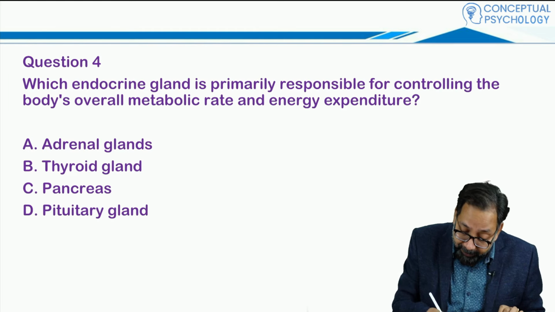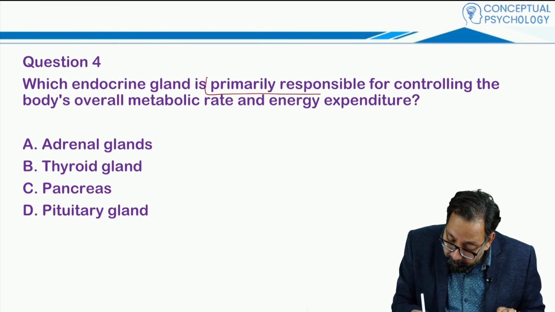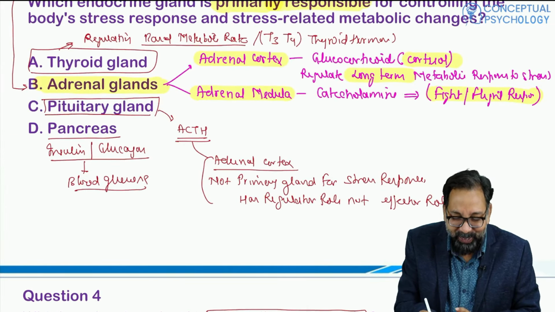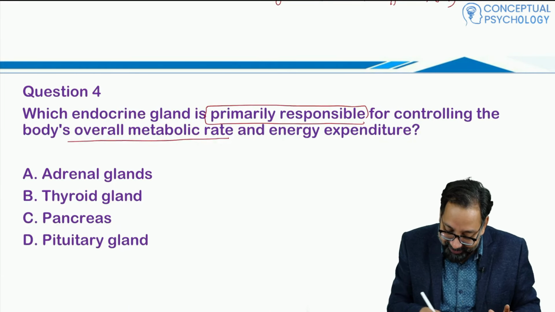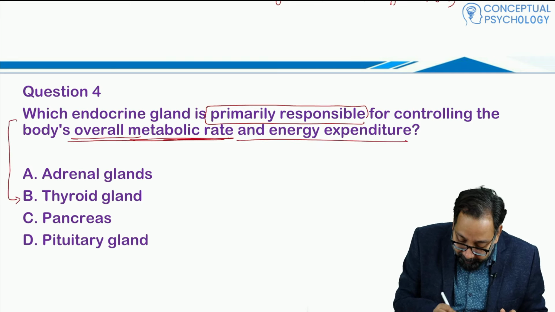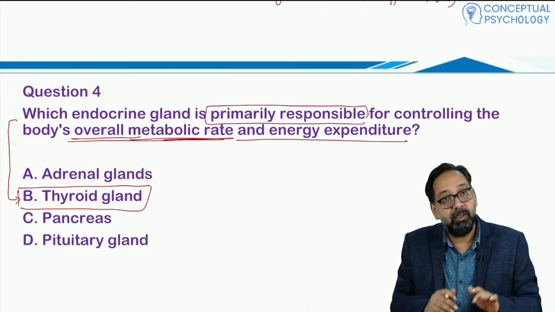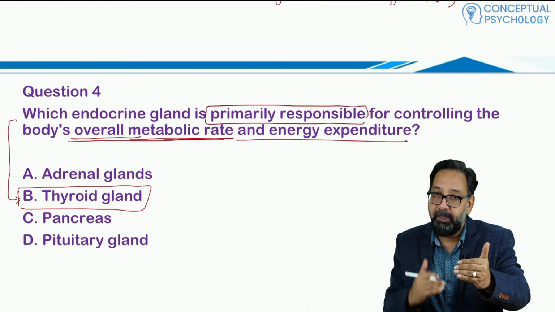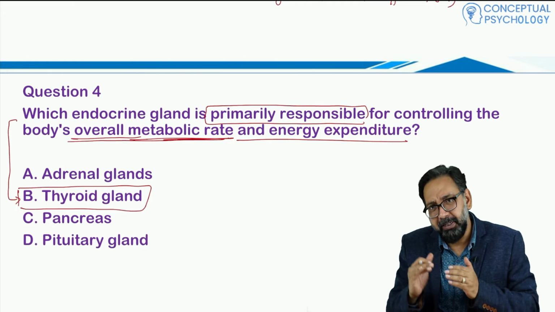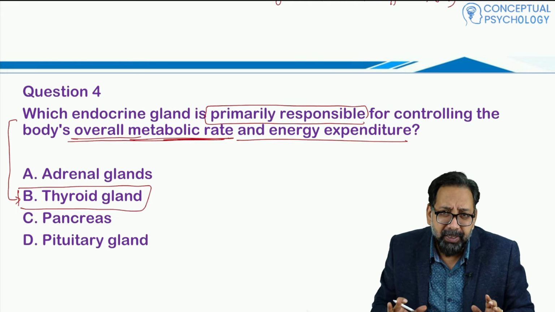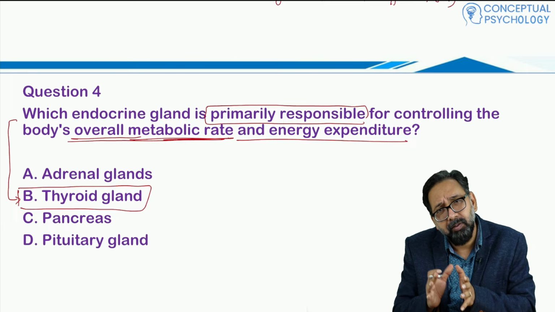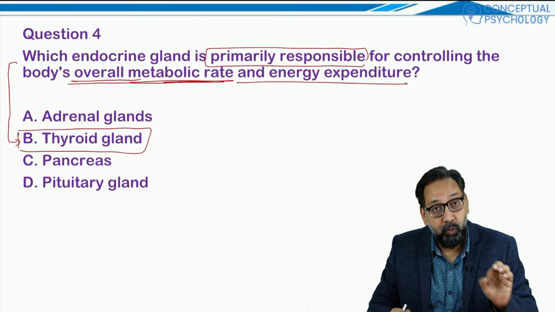Next question, which endocrine gland is primarily responsible for controlling overall metabolic rate? I have just told you, basal metabolic rate, T3, T4 secretion, thyroid hormone is responsible for metabolic rate and energy expenditure. So the answer, I will say thyroid gland. We have discussed the other options in the previous question: adrenal gland, adrenal cortex, adrenal medulla. Pancreas releases insulin, glucagon, and controls blood glucose. For the pituitary gland, anterior and posterior pituitary, the hormones secreted by these glands we have discussed. So metabolic rate is controlled by the thyroid gland.